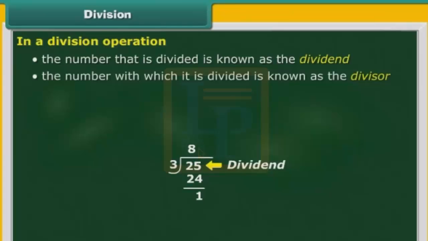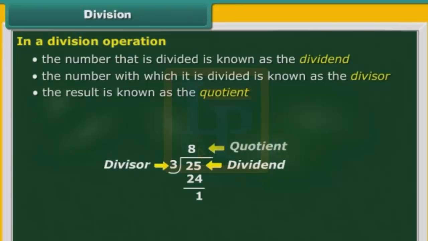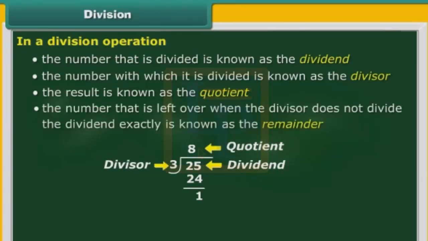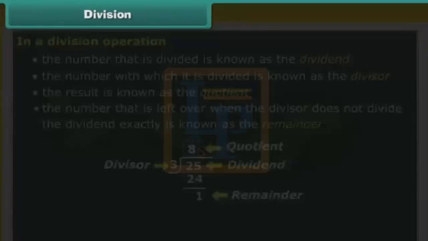In a division operation, the number that is divided is known as the dividend. The number with which it is divided is known as the divisor. The result is known as the quotient, and the number that is left over when the divisor does not divide the dividend exactly is known as remainder. Let us look at some rules of division.